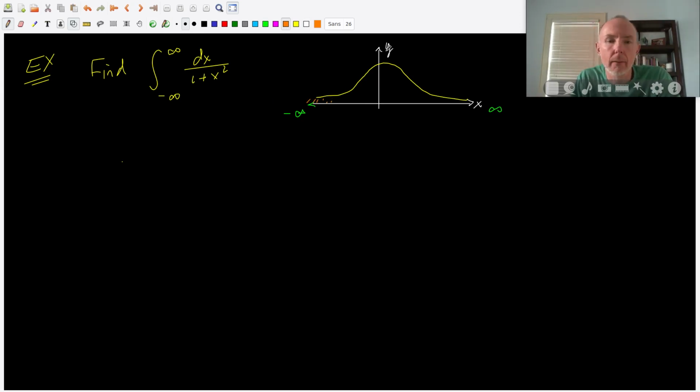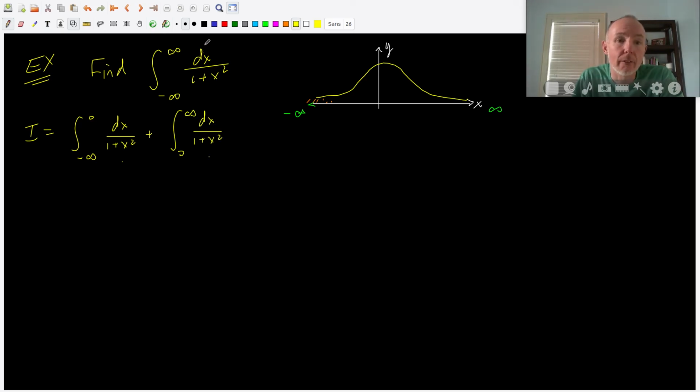And what I'm going to do is I'm going to break it up. Because it's doubly infinite, I'm going to integrate it from minus infinity to some point in the middle, and 0 is as good a point as any. And then I'm going to go from 0 onwards to infinity. And that's going to give us that total integral.